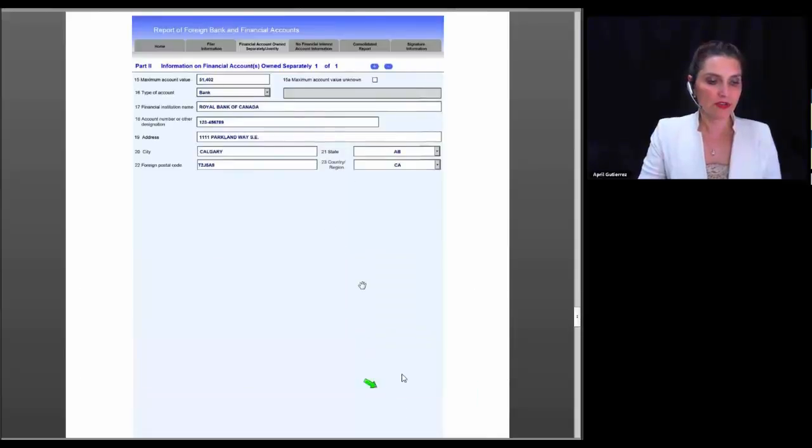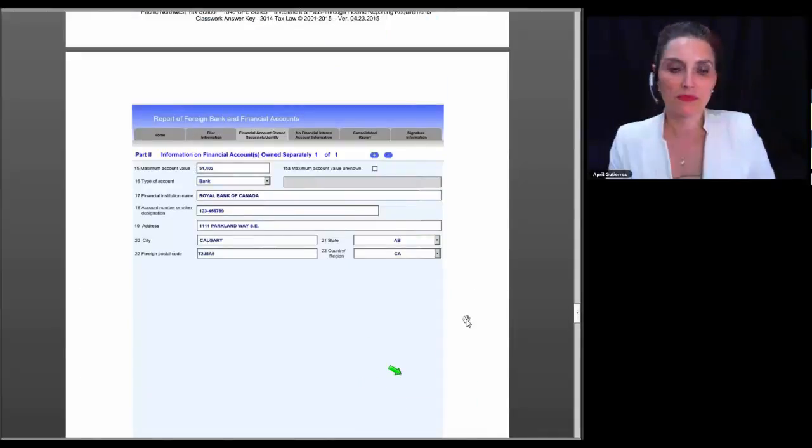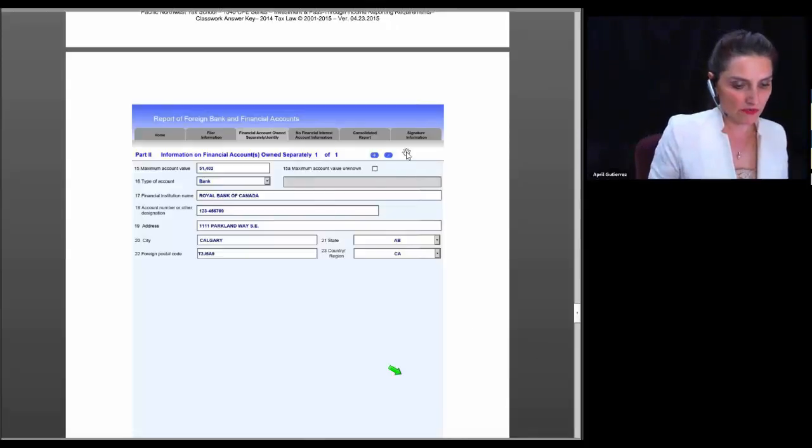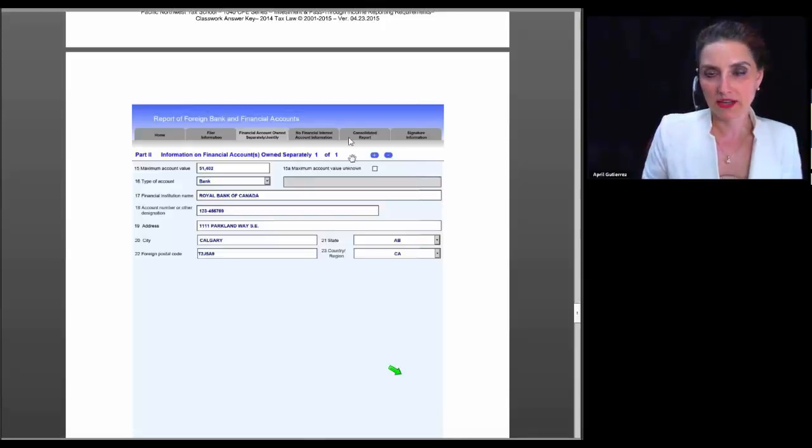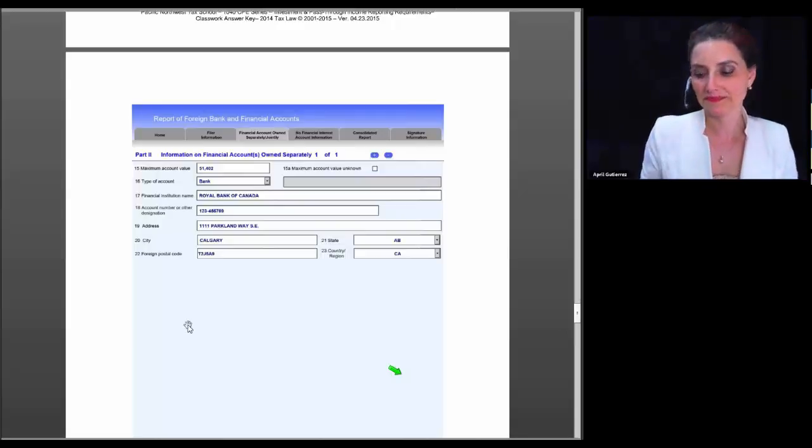And essentially, when you're filling out these FBAR reports, there is a button right here you can see where you click plus or minus to add or delete additional accounts. And so if you had more than one account, I'd click the plus symbol and it would give me another drop down to continue going.